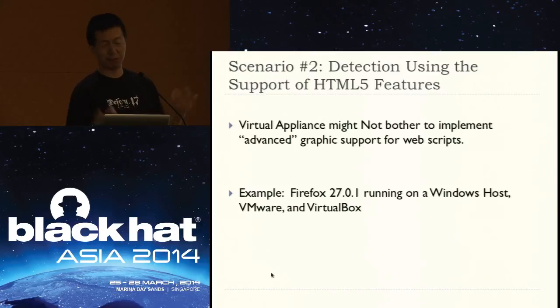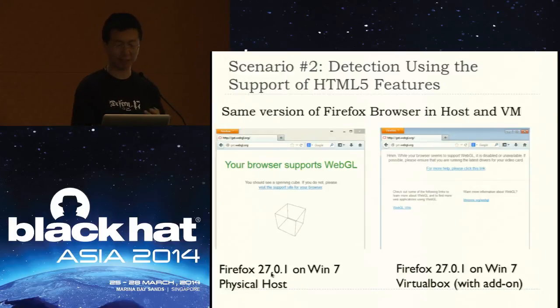But if you try, for example in this case, Firefox 27.0.1 on Windows, it works, it supports WebGL. But if you take the same operating system and the same version of the Firefox browser and put it into VMware or VirtualBox, it complains, saying we don't support WebGL, or something is wrong. Here is actually a screenshot. If you run on the host, it says it supports WebGL, but the same version run on the VM doesn't work.